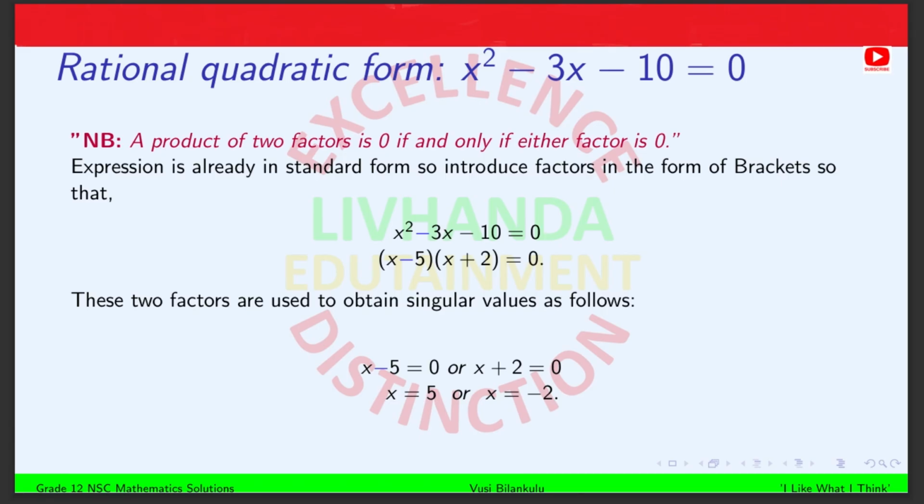Now, the nota bene states that a product of two factors is 0 if and only if either factor is 0. That is, either x minus 5 equals 0 or x plus 2 equals 0, as seen on the slide. Therefore, singular values for x squared minus 3x minus 10 are x equals 5 or x equals negative 2.